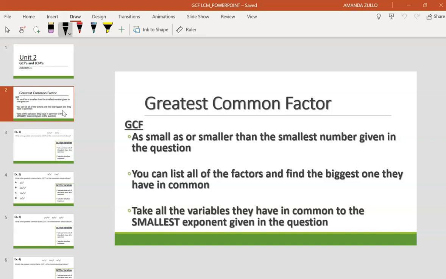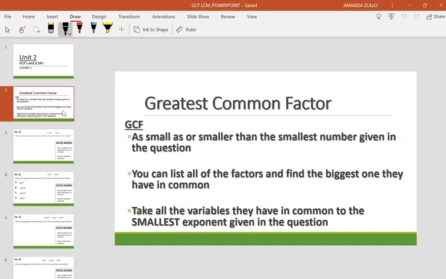So the greatest common factor, or GCF, is as small as or smaller than the smallest number given in the question. This is very wordy. It'll make sense when we're doing it. So if it's multiple choice, we're looking for a smaller number, not a bigger number. Okay.